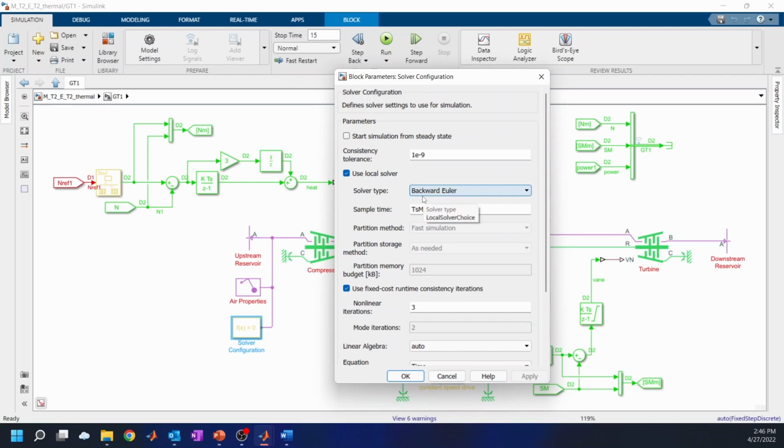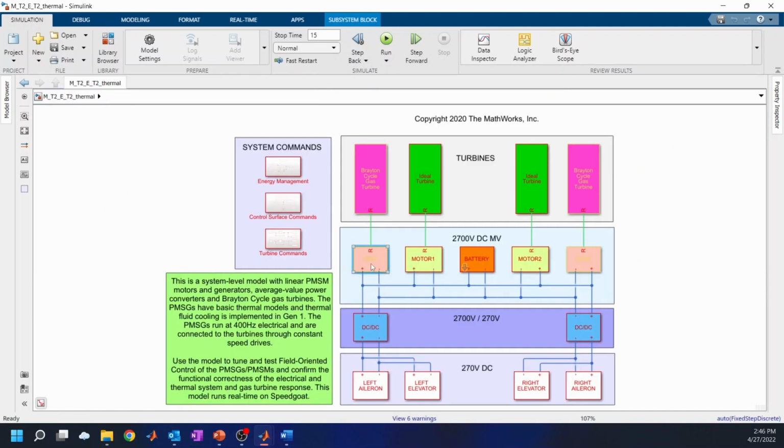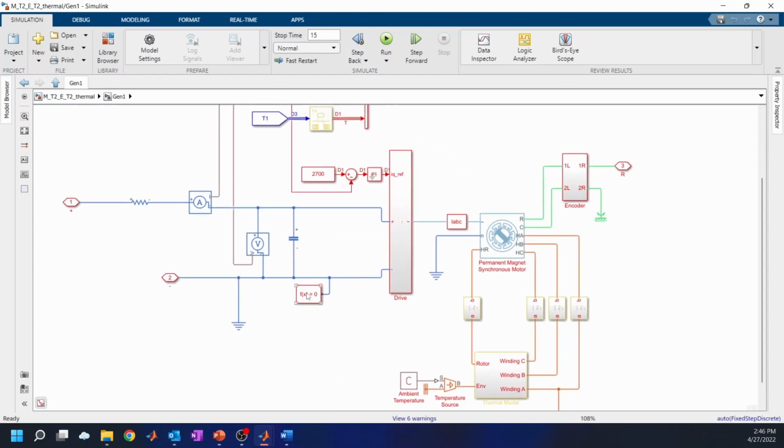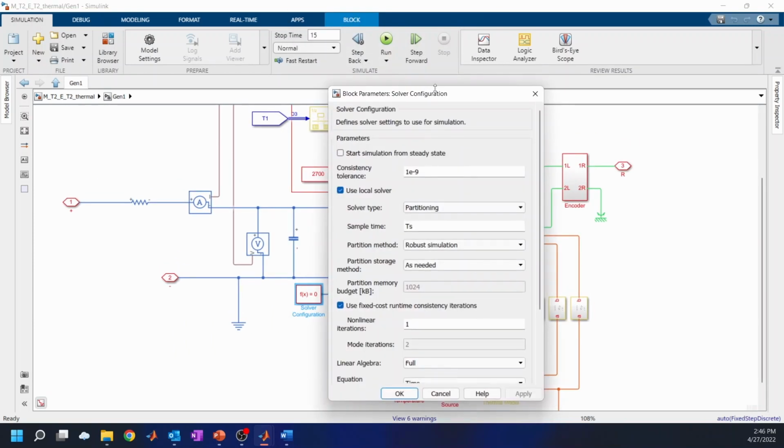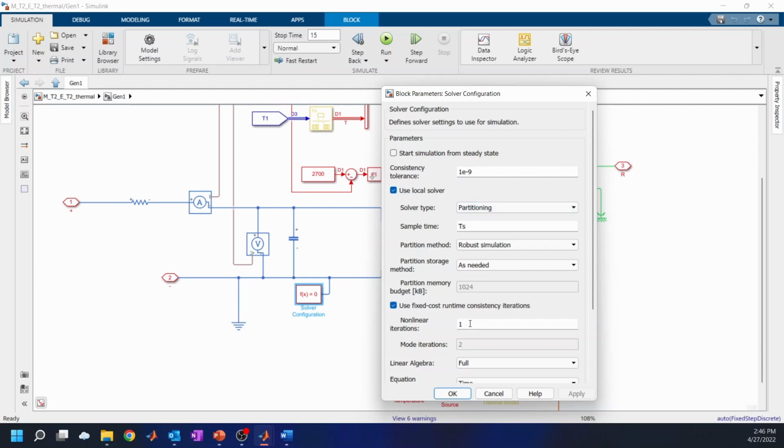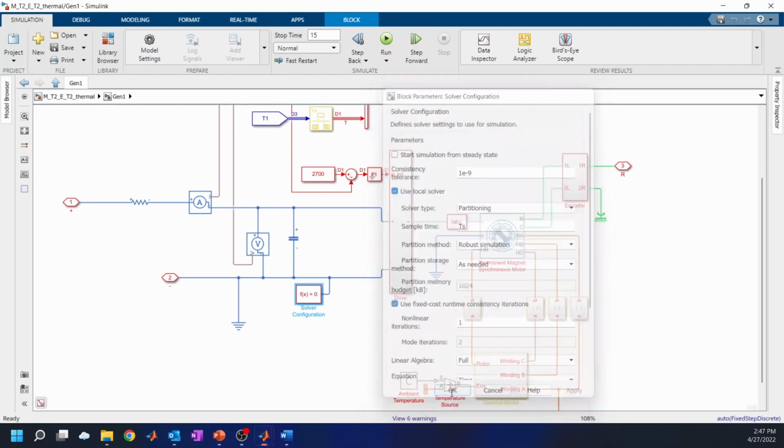Another point we should note here is the solver configuration for the gas turbine. You can see that we are using the backward Euler solver type with 3 nonlinear iterations. The reason for this is the following. Equations for the gas turbines are complex nonlinear equations, so we need to use backward Euler to solve these accurately. On the other hand, in the electrical solver configuration, we will see that we are using the partitioning solver with 1 nonlinear iteration. This is more than adequate for the level of fidelity we have in the AC-DC system on the electrical side, so this is totally fine here.